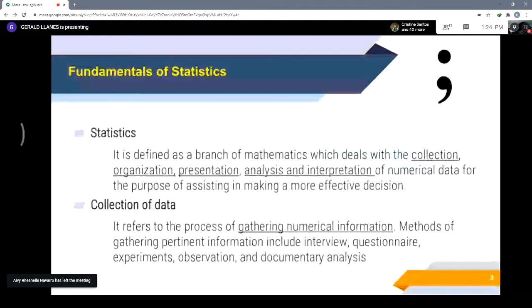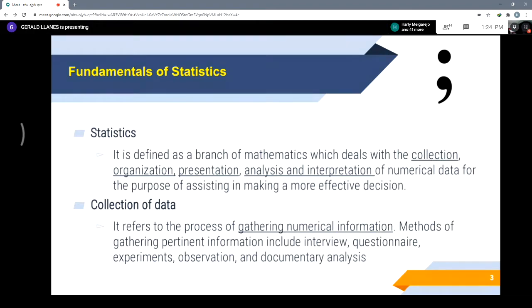Now, under statistics is the collection of data. It refers to the process of gathering numerical information. Now, in psychology, we have different ways on how to collect data. So, common are interview. We also have questionnaire, experiment, observation, and documentary analysis. But as a Filipino researcher under Filipino psychology, we have other ways on how to collect data that is very unique in our culture. Like pakikipagkwentuhan, pakikiramdam, pakikipagkapwa. So those techniques are actually also used for data collection.